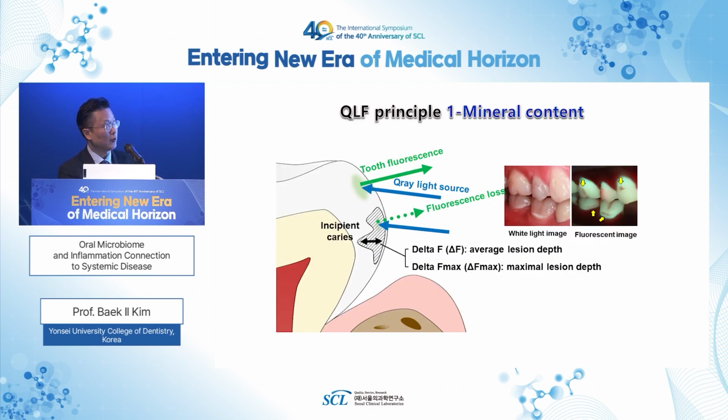This kind of QLF technology can have two different principles. The first principle is that this technology can detect the mineral content of the tooth structure. Every natural tooth has autofluorescence. If you irradiate 405 nanometer blue visible light, we can see some green fluorescence from the tooth structure. But where there is caries, we can see some fluorescence loss. At that time, we can detect that caries exists.